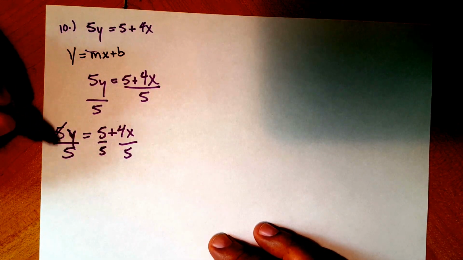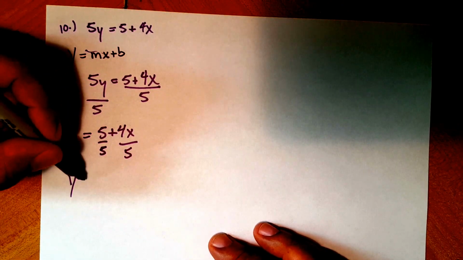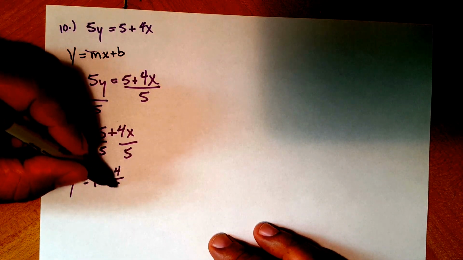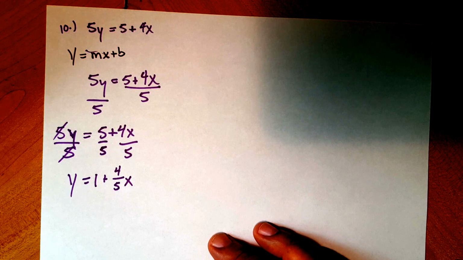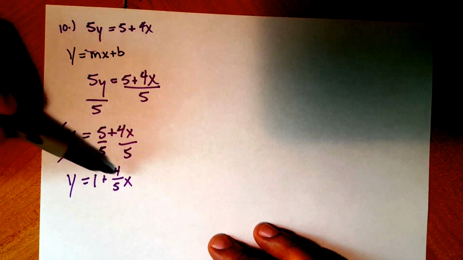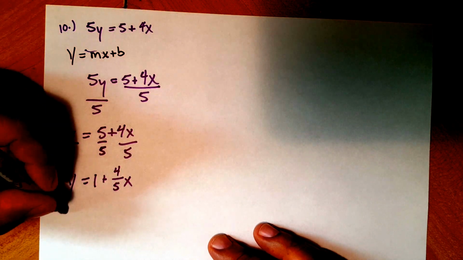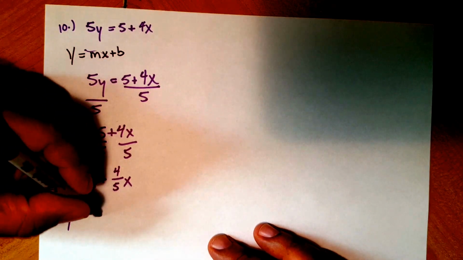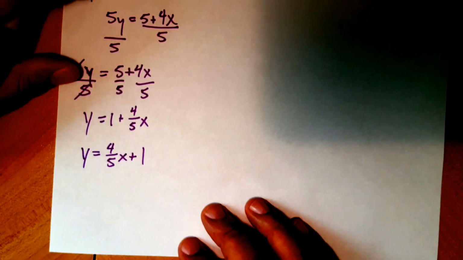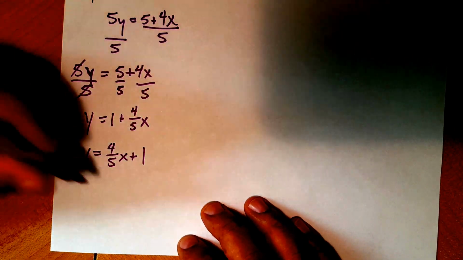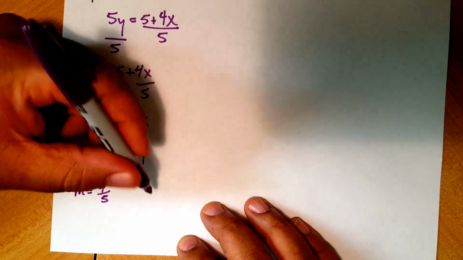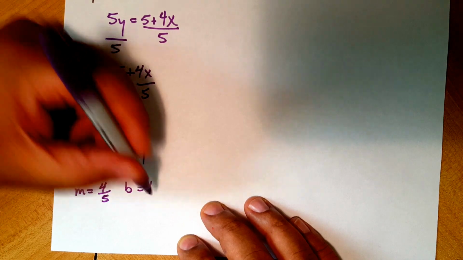So now we can see our 5's cancel out. We have 5 over 5, which is 1, and 4/5 x. So we have it really close to mx plus b form. Let's just rewrite these in order and we'll see it. So then from here, we can say what our slope and intercept are. Our slope is 4/5. Our intercept b is +1.